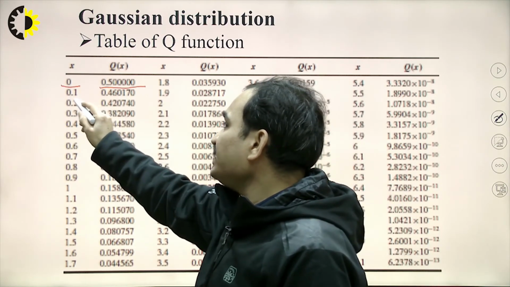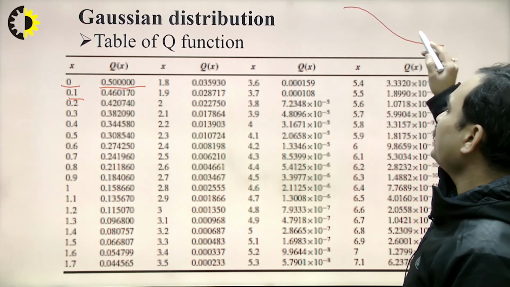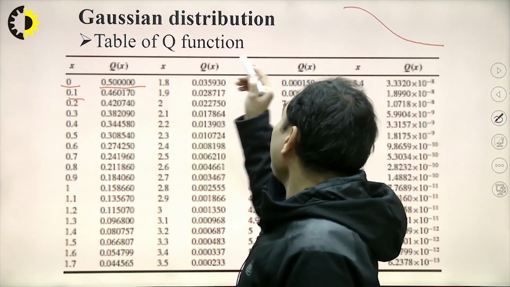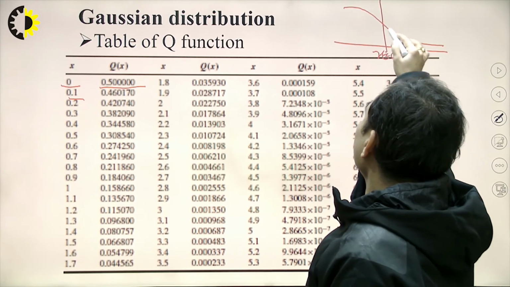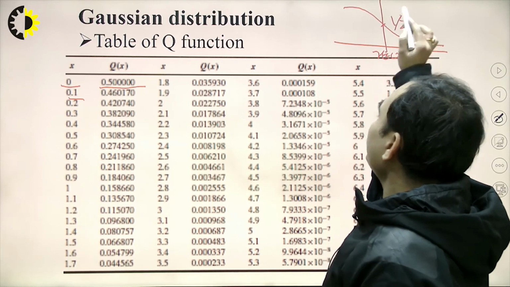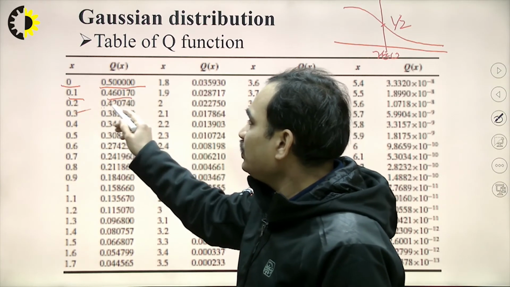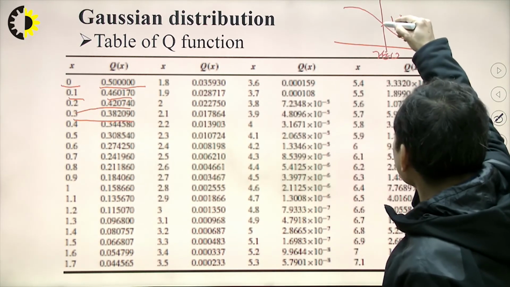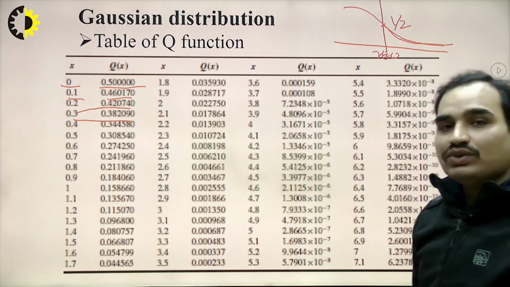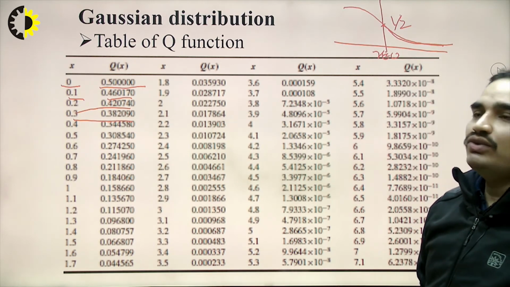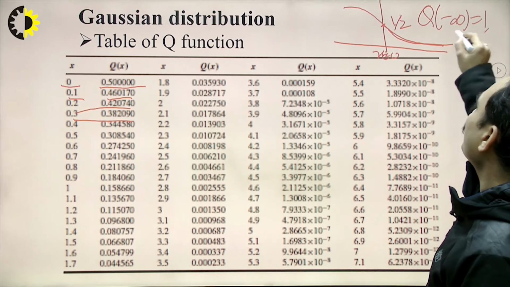Similarly, it is decreasing because we have seen the curve, it is just like this. So this curve we have Q of x, it's like this, and at x equals 0 we have the value 0.5 or 1 by 2, as we have seen in our previous slide. For 0.1, 0.2 the values are decreasing accordingly, and we know that at x equals minus infinity the maximum value we get is 1. So at x equals minus infinity we have the value 1 here.